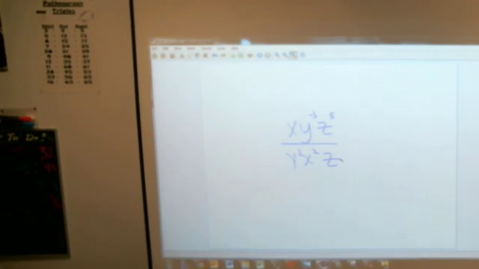By the way, you should only end up with one of every letter. There shouldn't be 2 z's left, or 2 y's, or 2 x's. And all your exponents should be positive. Those are kind of the only 2 requirements.